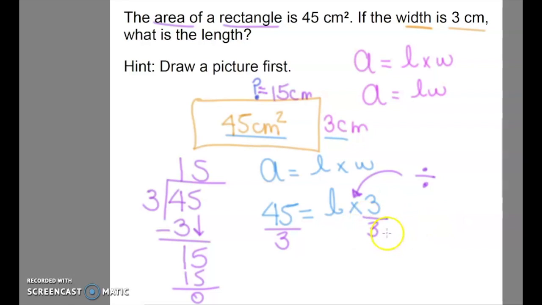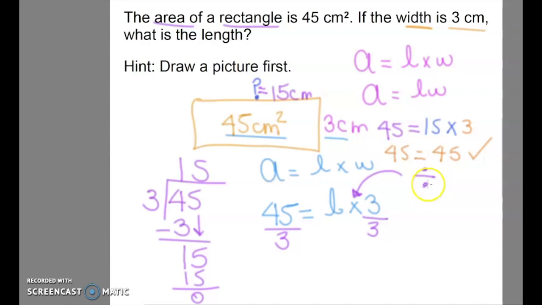You can double check, triple check, all the check in the world. Remember, if we go back and plug in our A, which is 45, is equal to my length, which we just found was 15, times my width, which is 3. So now 45 is equal to, what is 15 times 3? 15 times 3 is 45. So does 45 equal 45? You bet.